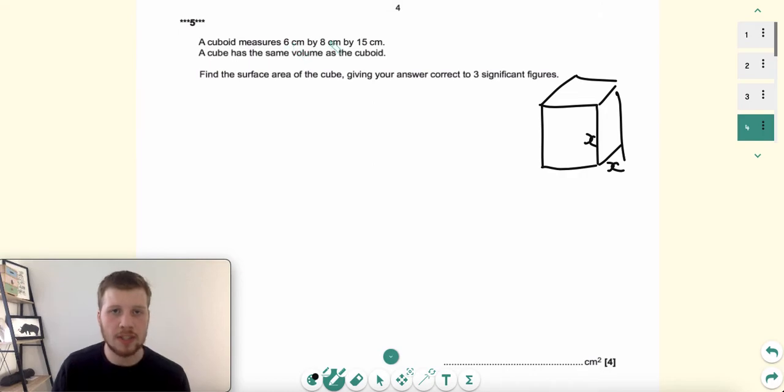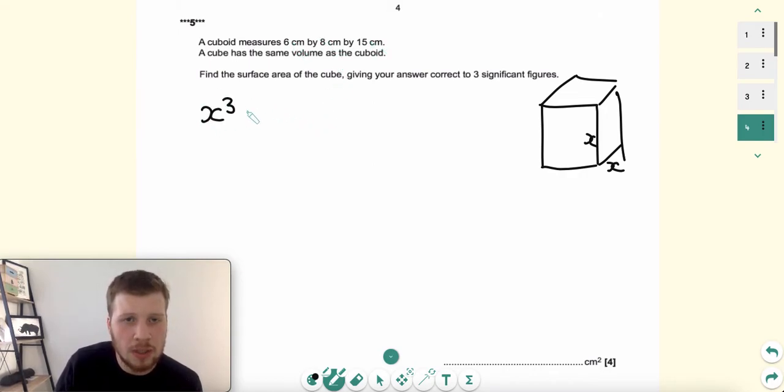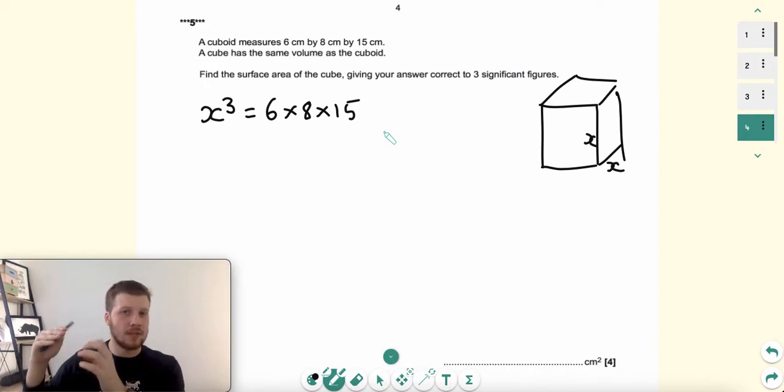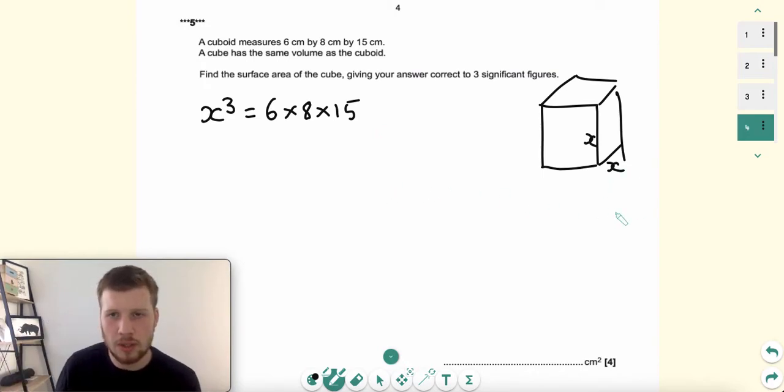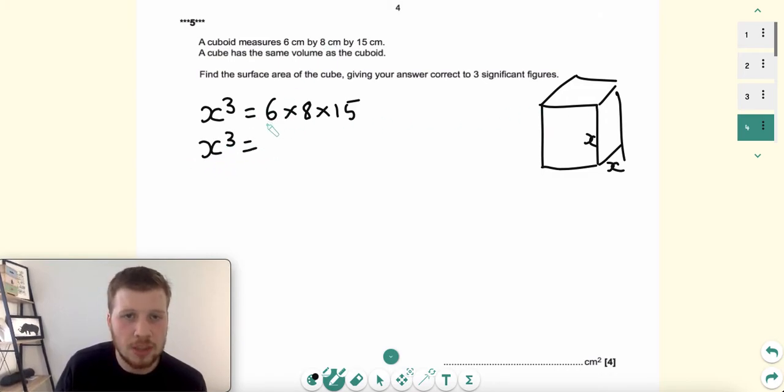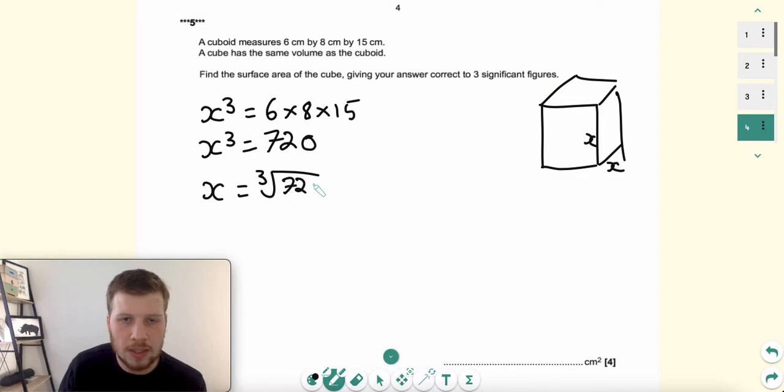A cuboid measures 6 by 8 by 15, and if they have the same volume, that means x cubed is going to be equal to 6 times 8 times 15, because x cubed is the volume of the cube, and that equals the volume of the cuboid. So therefore this is going to give me a value of x cubed is equal to 720. So therefore my value of x is going to be equal to the cube root of 720.